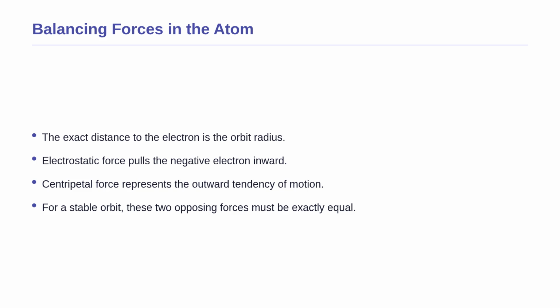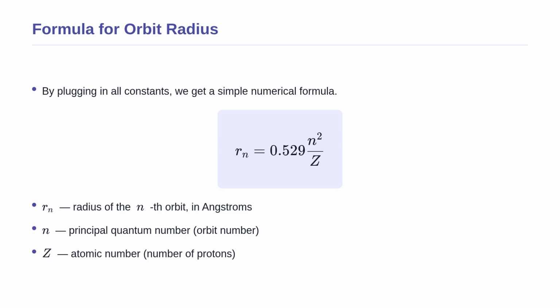In the atom, the inward pull is the electrostatic force of attraction between the positive nucleus and the negative electron. The outward tendency is represented by the centripetal force, required to keep any object moving in a circle. For the orbit to be stable and fixed, these two forces must be perfectly equal. By balancing those forces, which we will prove shortly, we arrive at a beautifully simple numerical formula for the radius.